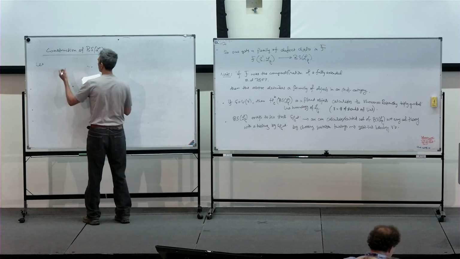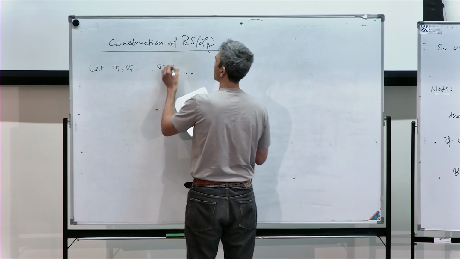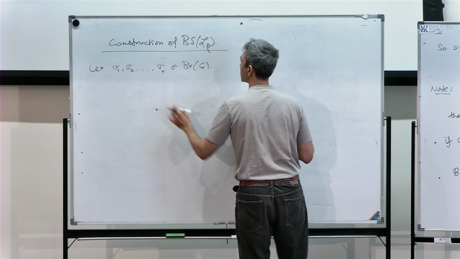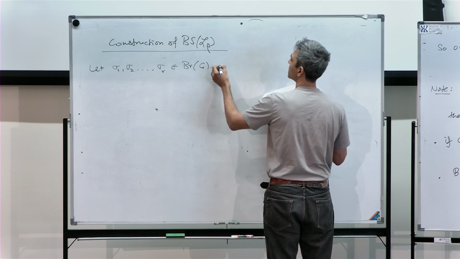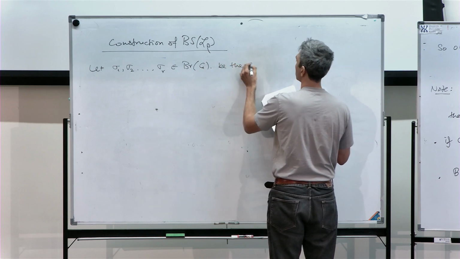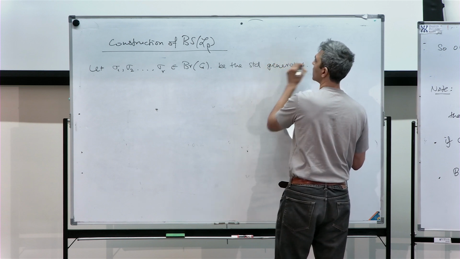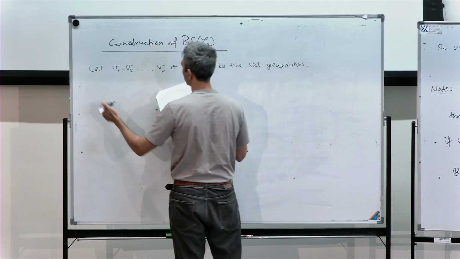So let sigma 1, sigma 2, up through sigma r be the standard generators. Here G is arbitrary. It's not type A_n for now. R is the rank of G if it's semi-simple, otherwise it's the semi-simple rank.